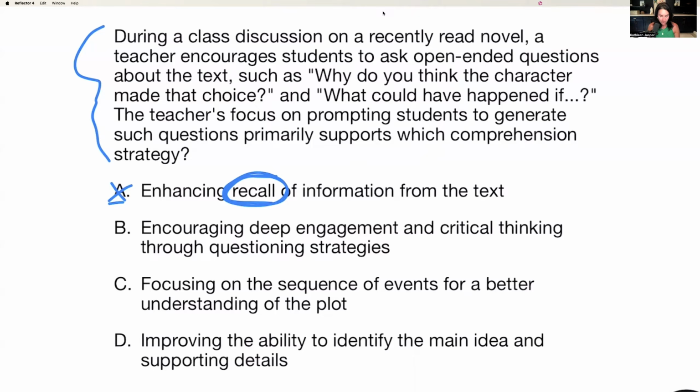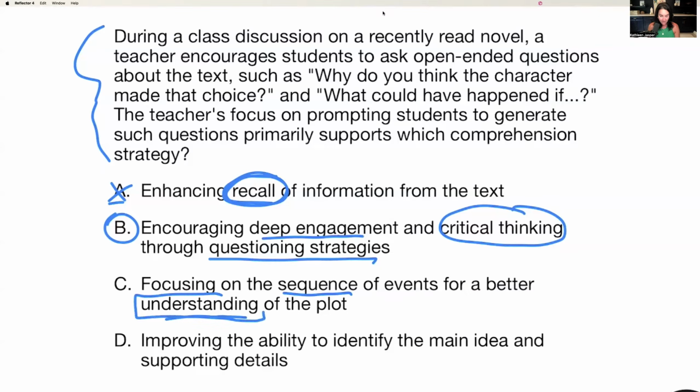B, encouraging deep engagement. Ooh, I like it. And critical thinking through questioning strategies. Remember, I told you questioning, evaluating, critical thinking. All of those are good words. I like B. I'm going to circle it. C, focusing on the sequence of events for a better understanding of the plot. Notice this says understand. Remember, if we're thinking about that Bloom's taxonomy, understand is down here. Recall is down here. Critical thinking is up here. So B is still in the running as my best answer choice.